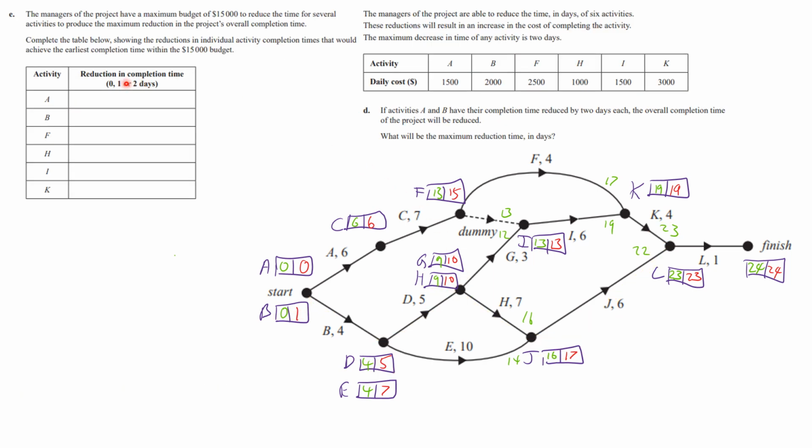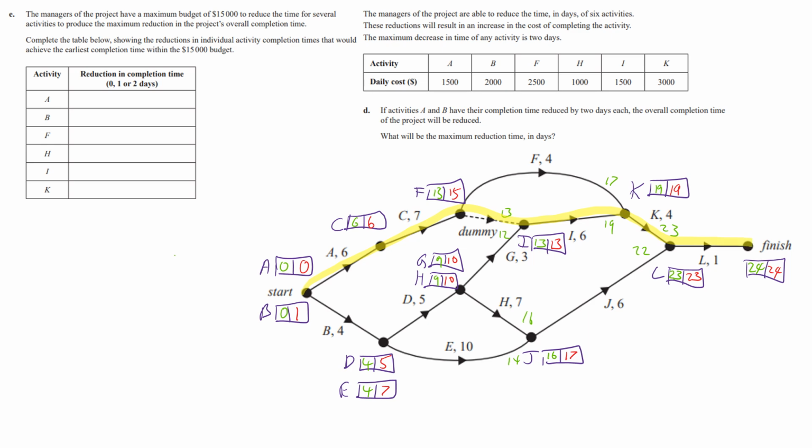Now, these are very tricky questions. Only 9% of people got this right. Here are activities we can crash or reduce. We can reduce them by a maximum of 0, 1, or 2 days. And we can have a cost associated with these per day. And the total budget is 15,000. Now, our critical path was along here.